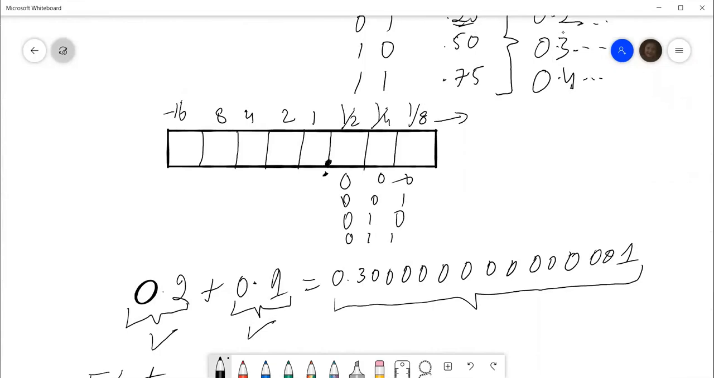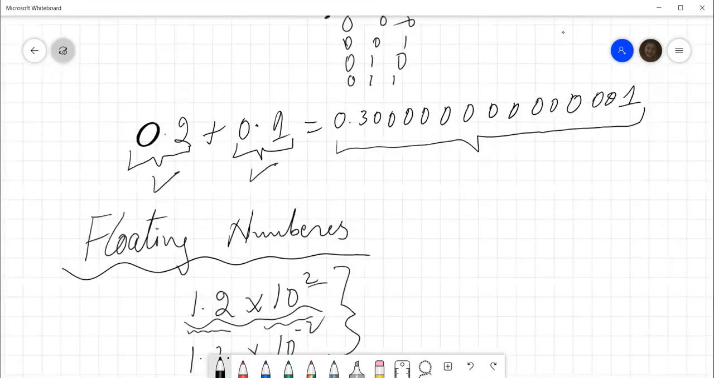Just to understand that the last 3 bits are for the fractional part and the leftmost 5 bits are for our number representation.